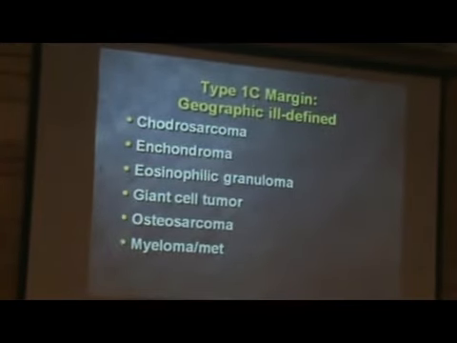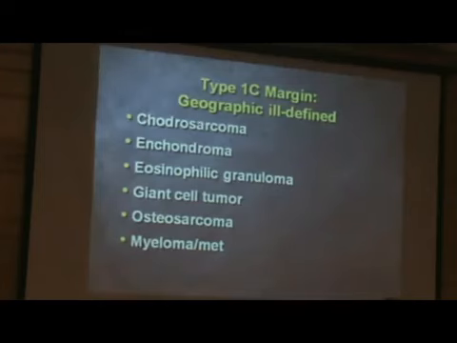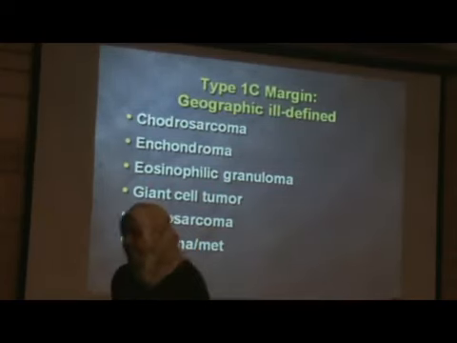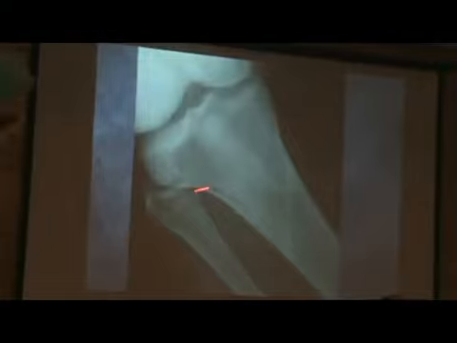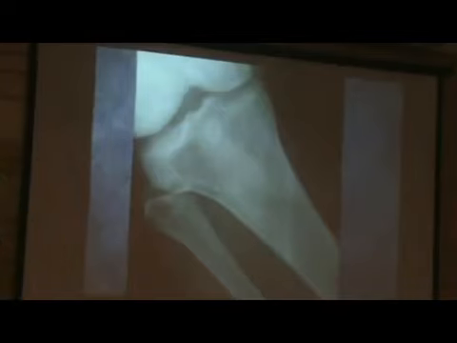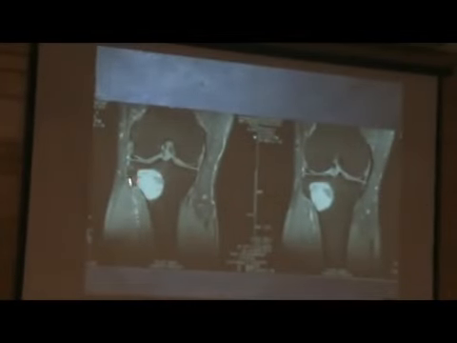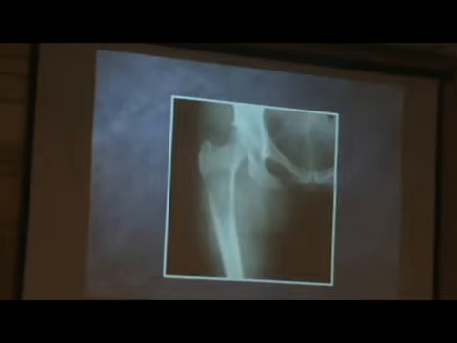And the ill-defined margins, again, are more difficult to tell compared to the first two groups, but we have chondrosarcoma and chondroma, and also in some cases giant cell and osteosarcoma as well. Here's a lesion that's located in the proximal tibia. It has pretty well-defined margins without sclerosis, and the MR shows the extent of the lesion. This turned out to be metastatic disease.